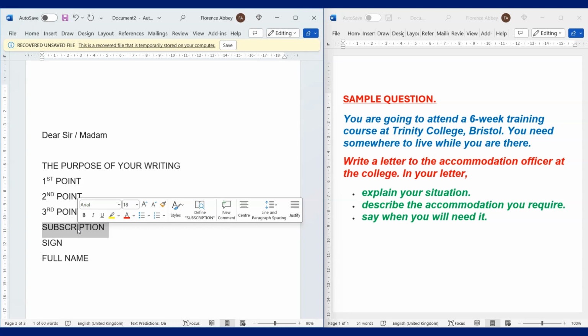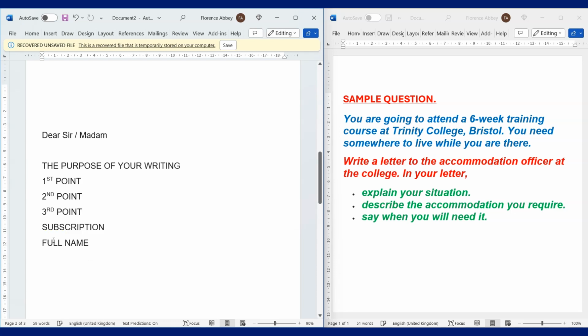If you're writing a formal letter, you might write yours sincerely, yours faithfully, or kind regards, depending on the format, and we will go through all that. You don't have to sign. Okay, so there won't be any signature there. And you might write your full name or first name depending on the type of essay that you'll be writing.